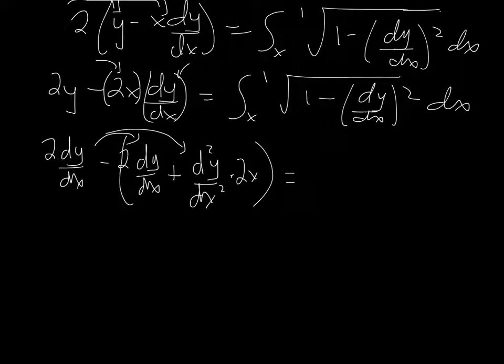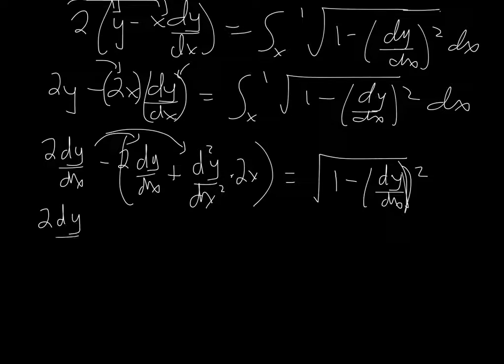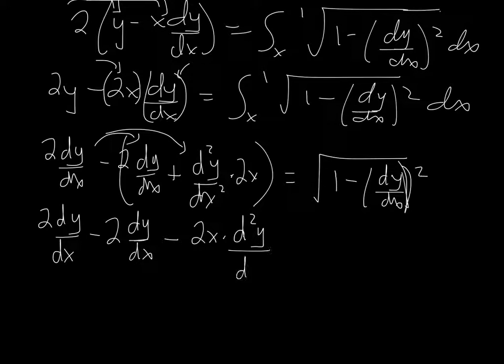And over here, the derivative of an integral is just the function itself, and so we end up with the square root of 1 minus (dy/dx) squared, like that. That's what he's referring to with the fundamental theorem of calculus. So if we clean up over here, we're going to get 2 dy/dx minus 2 dy/dx, so those will cancel out. Minus 2x times the second derivative, d squared y dx squared, equals the square root function over here.